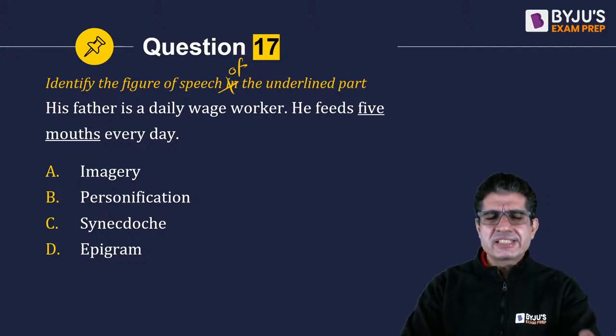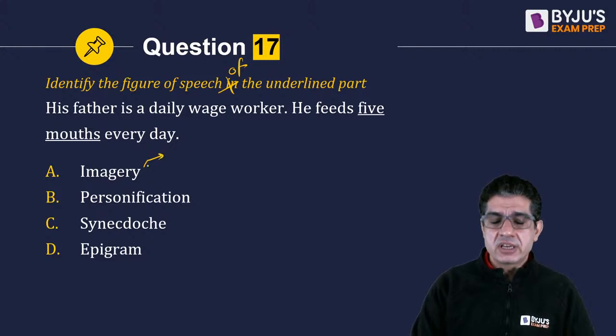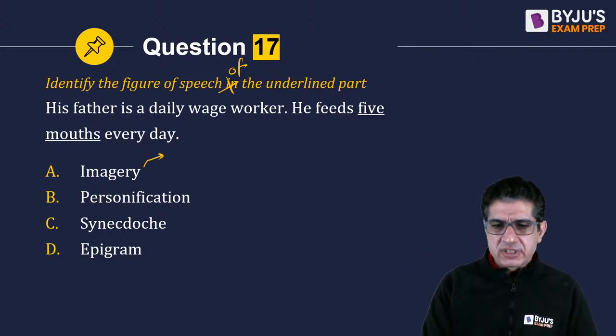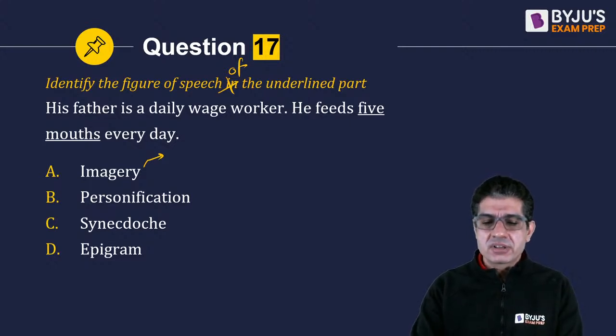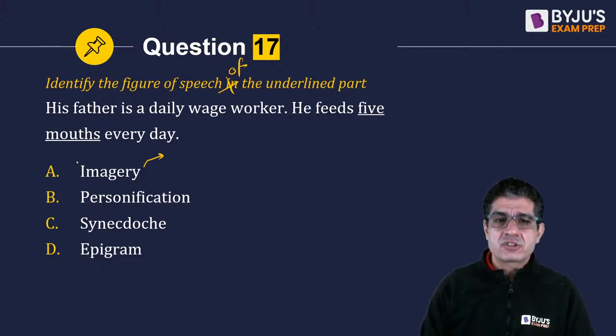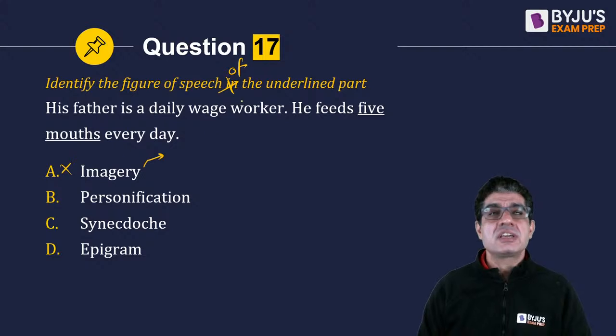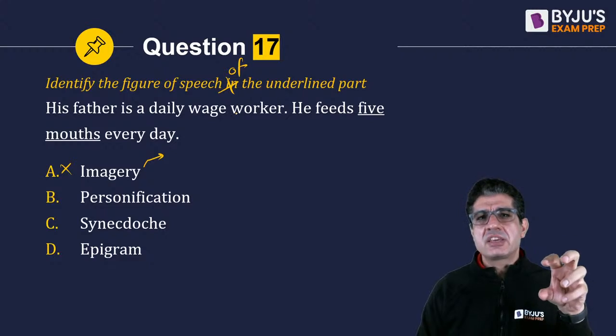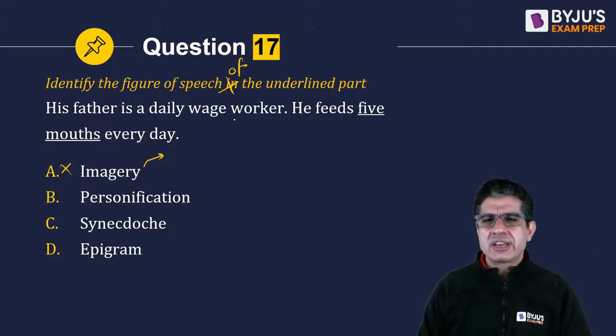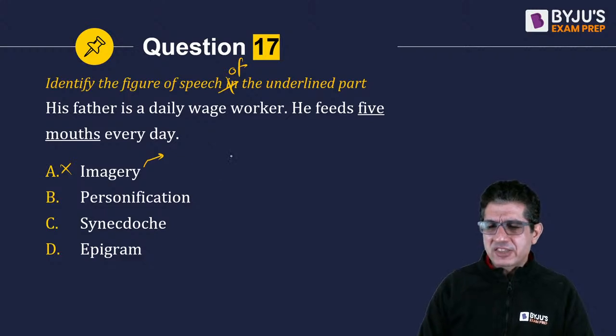Okay. So let's see. First up, what is imagery? Imagery is use of words to create a vivid mental image of a particular thing, or maybe create vivid physical sensations built around that thing. But there is no vivid imagery being created here, so it's not a personification. Personification is when we think of an inanimate object, a non-living thing, and give it the qualities of a living thing. But are we doing it for a non-living thing here?